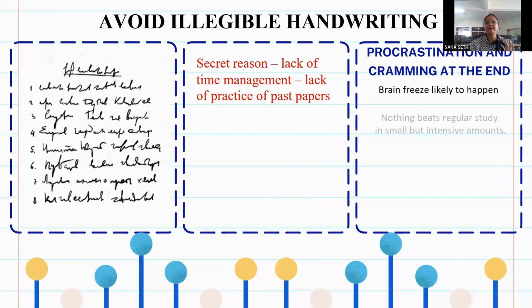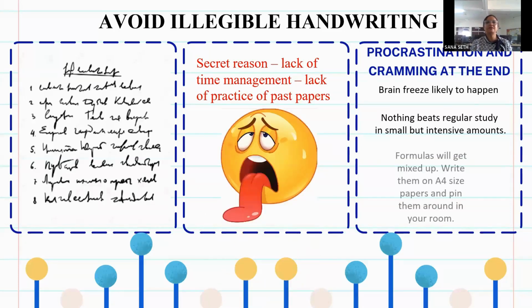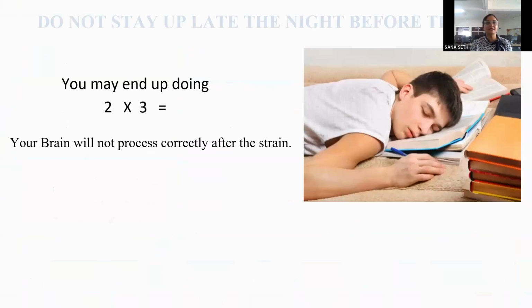Brain freeze will happen if you stay awake one night before up to 3 o'clock or 4 o'clock in the morning, feeling very happy. Yeah, I finished my physics portion, I finished my science paper. But the next morning, after that 1 hour of sleep, your brain is really not going to work wonders. And you may end up doing 2 into 3 is equal to 5. Your brain won't support. So the day before the exam, I know you're going to stay wide awake. If you go to sleep at 10 o'clock, you'll toss and turn in the bed. But after 1 hour, you'll go to sleep and you need that.